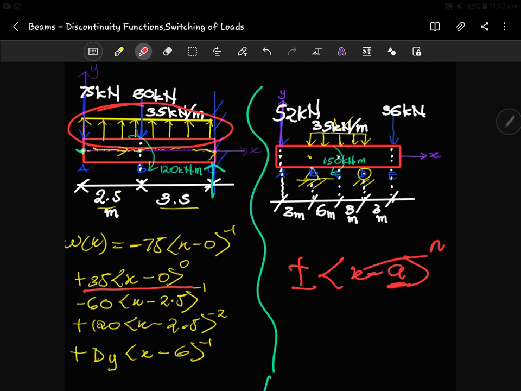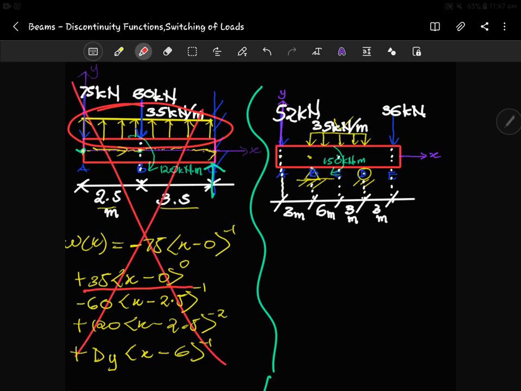But when it comes to this particular example here, a minute. So now we are done with this, and we know the representation is clear now. So now we are here, the right hand side. But when it comes to this one here, when you look at the distributed load, it's not acting on the entire beam.